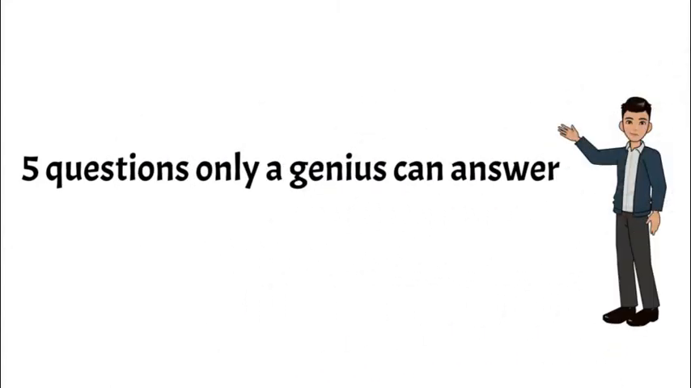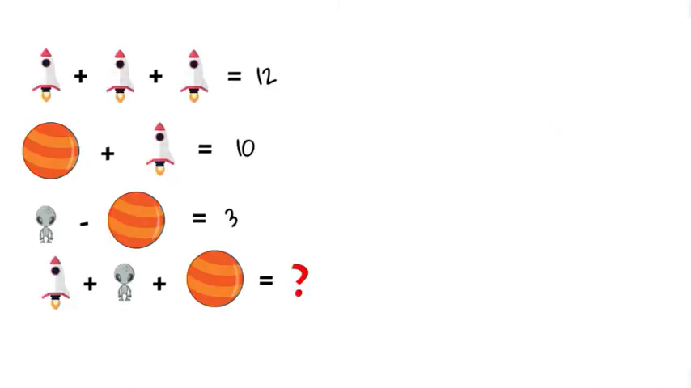In this video, we are going to be discussing 5 questions only a genius can answer. So the first question is on your screen. It is rocket plus rocket plus rocket equals 12. Planet plus rocket equals 10. Alien minus planet equals rocket plus alien plus planet equals question mark. So we have to solve the value of question mark.